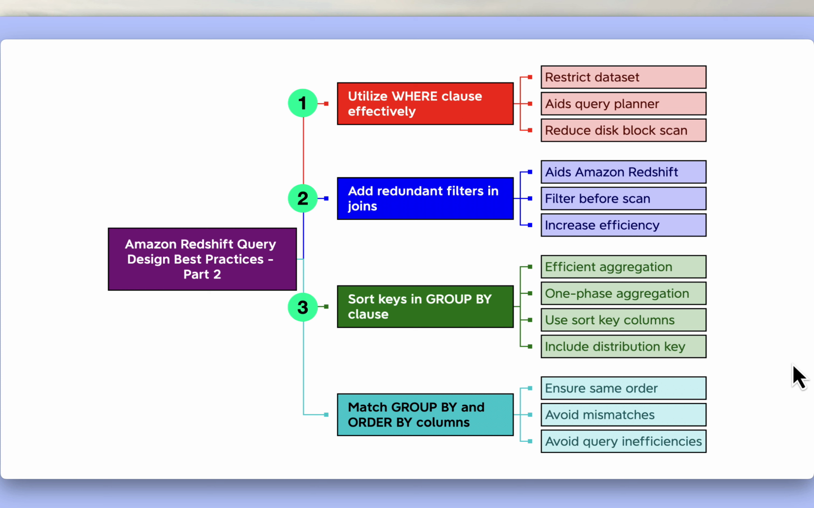3. Sort keys and group by clause. Helps the query planner use more efficient aggregation. One-phase aggregation is possible when group by contains only sort key columns, including the distribution key. 4. Match group by and order by columns. Ensure columns are in the same order in both clauses to avoid mismatches and potential query inefficiencies.